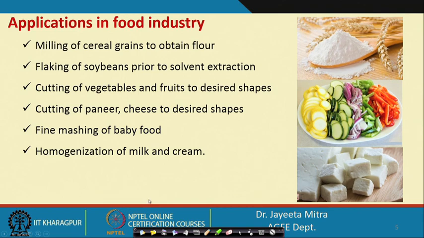Then homogenization of milk and cream, because you know that if you take raw milk and boil it, you will get the cream separated from the milk. The cream, because it is lighter, comes and floats on the surface. Now, when we want to sell the milk or pasteurize the milk, in the milk processing plant we need to homogenize the milk and the cream properly. So, this is a kind of liquid particle reduction and mixing properly. There we apply homogenization.